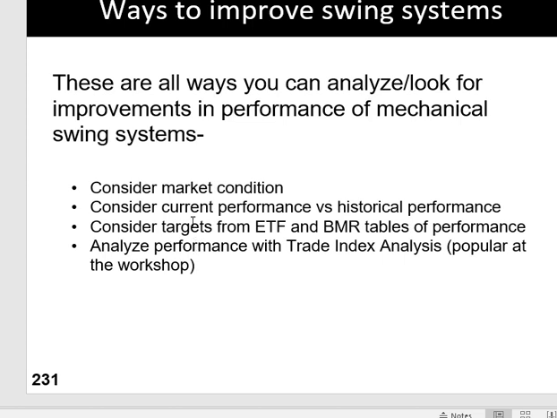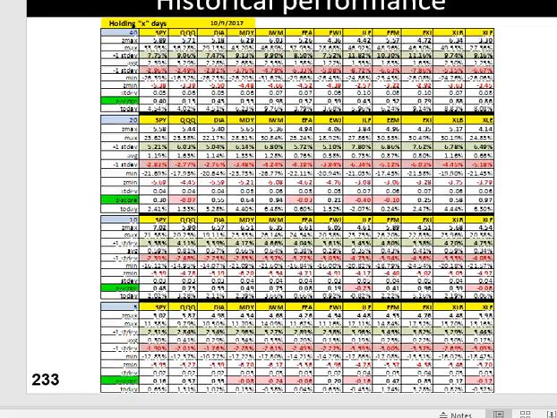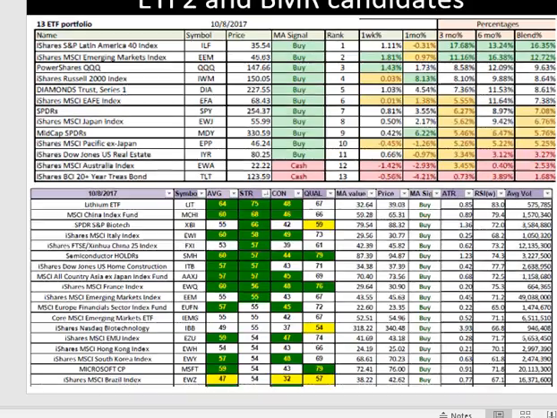Finally, we'll take a look at considering targets from the ETF and the BMR tables. And so, off my daily report and the weekend report, I look at first the blended monthly rebalancing tables. This just happens to be the ETF 13 for display purposes and discussion purposes. But I have these ranked based on the blended returns.